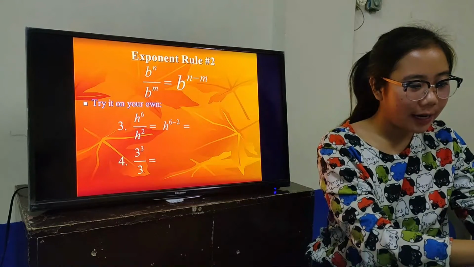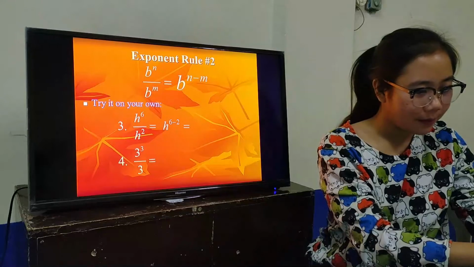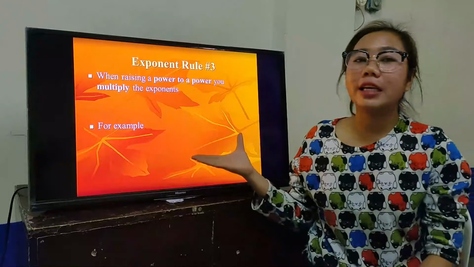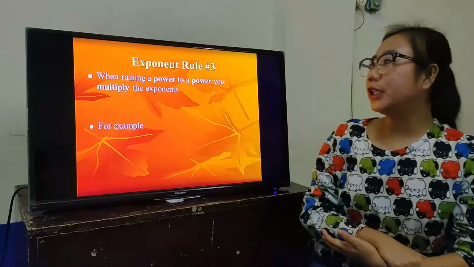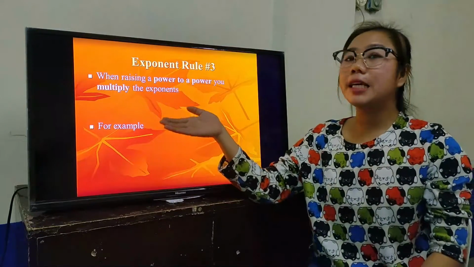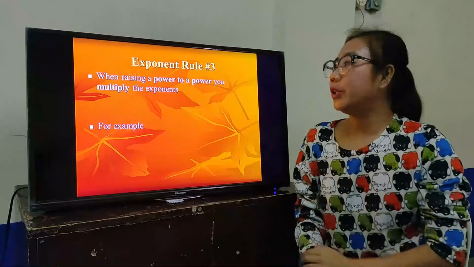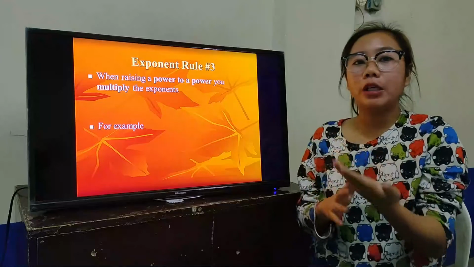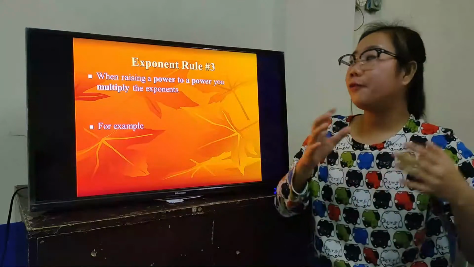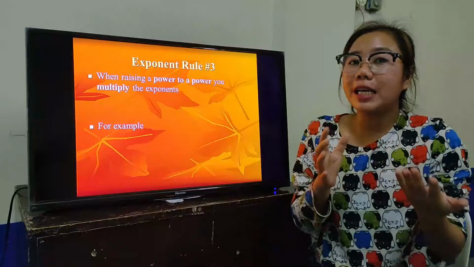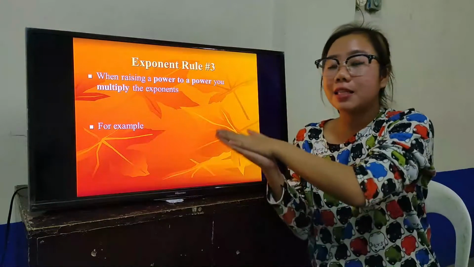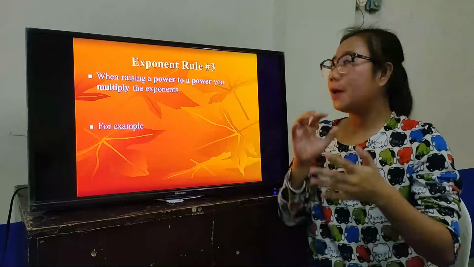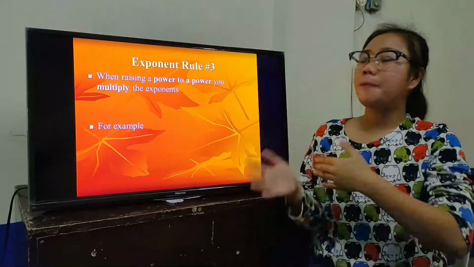Just wait for a while. So we have here the exponent rule number 3. When raising a power to a power, you multiply the exponents. So what does it mean by power to a power? It means that when we're raising an exponent to an exponent, we multiply their exponents. That is the power to a power rule.